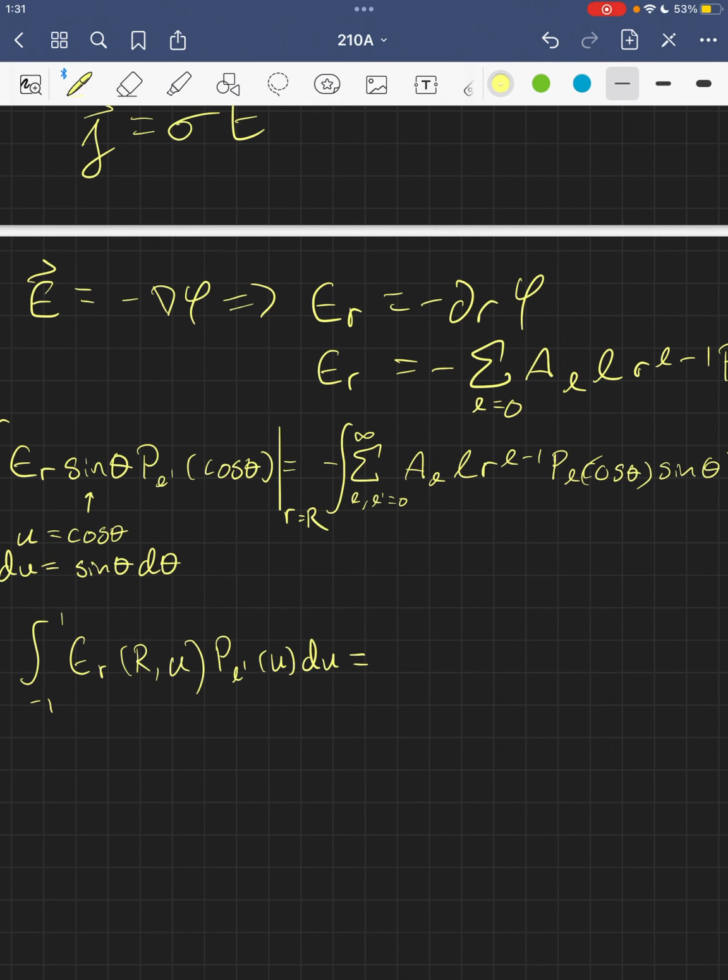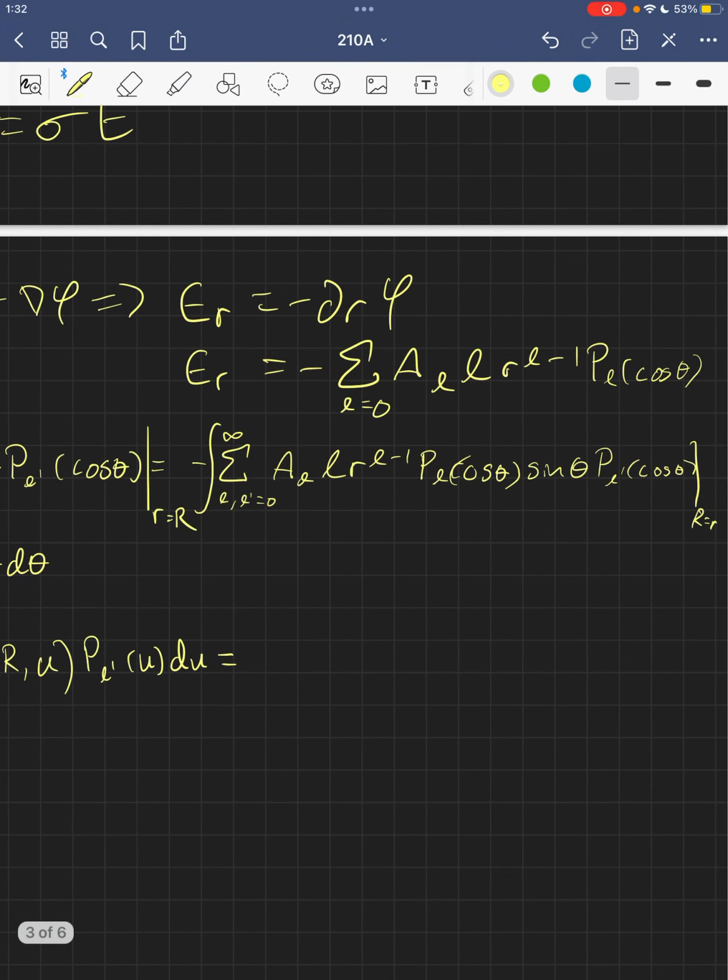And this is equal to negative. I'm actually going to drop the summation just because it's going to be a little more clear. R to the L, because we're evaluating at little r equal to big R at the surface. And then, again, we have the integral from -1 to 1 of PL u and PL prime of u du.